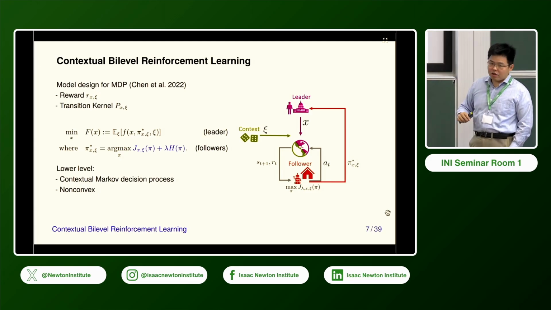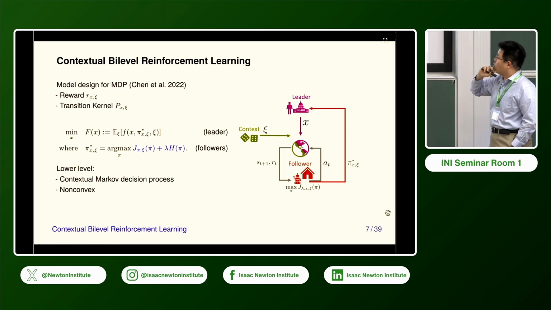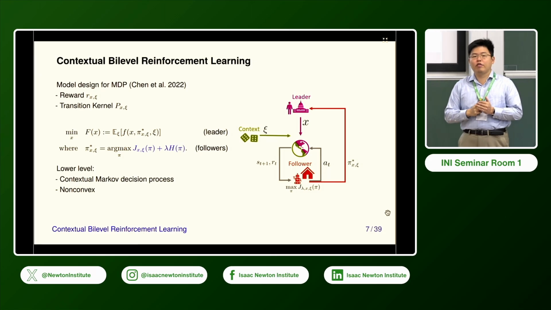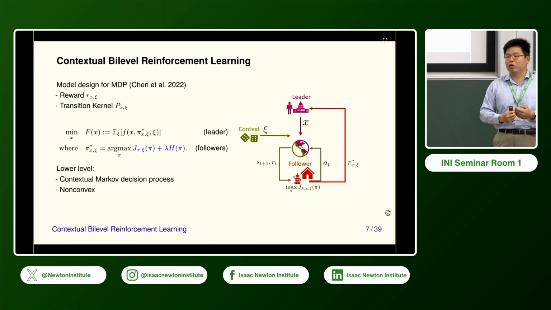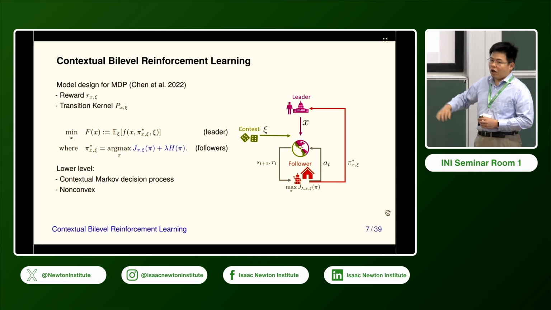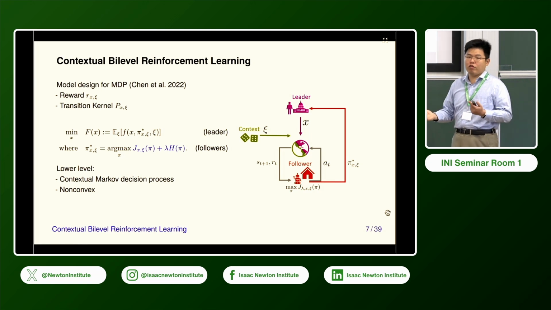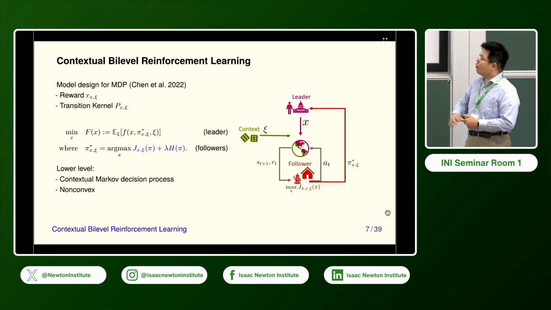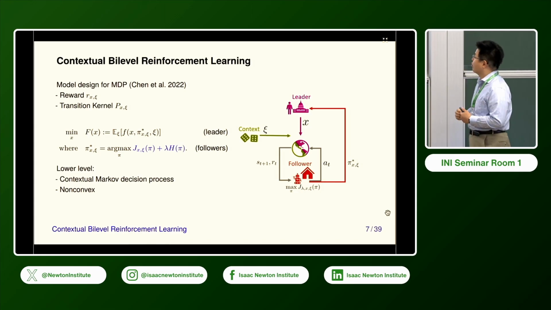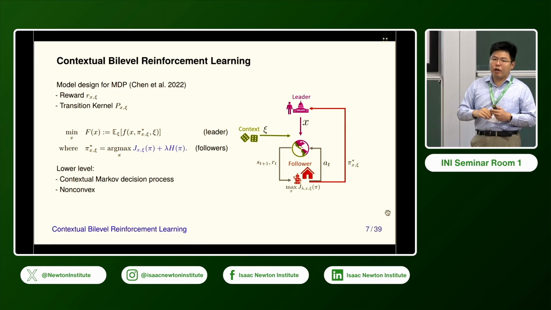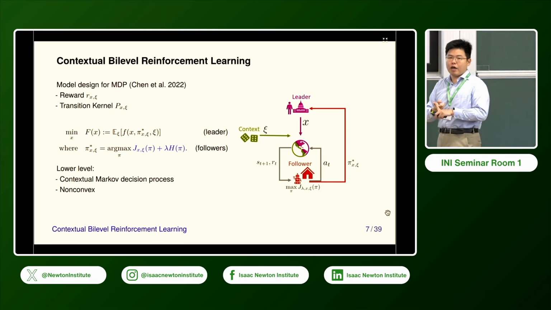It has many different names. In the beginning, one of the earlier works called it model design for MDP. There's also a lot of work on inverse RL that tries to learn a reward function from observational trajectories. There are also many works on imitation learning, meaning that you don't know what your objective is, but you have some expert demonstrations and you want to mimic them. All of them can somehow be formulated as this type of bilevel reinforcement learning problem, as I will show later. But today we're going to focus on the case when we are the environment designer.